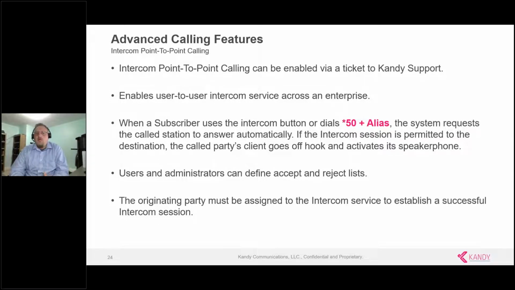Essentially what intercom calling does is it gives you the ability to dial *50 plus the alias of the person that you're trying to reach. When you do this, basically what it's telling the system is, I want to call this alias, but I want that phone to automatically answer the call on speakerphone. So if I were to dial *50 and then say Sarah's alias in this case, it's going to automatically answer on her end in speakerphone mode, so that I can let her know that her 3 o'clock's here, or hey, this thing's happening.